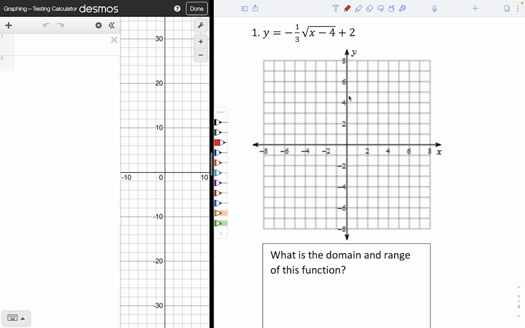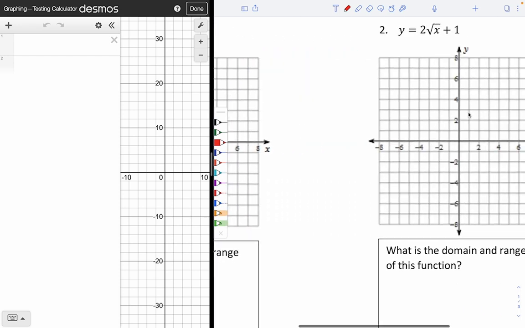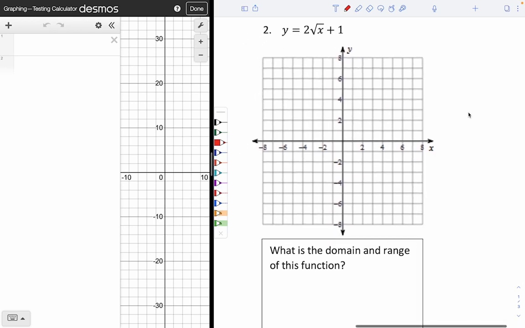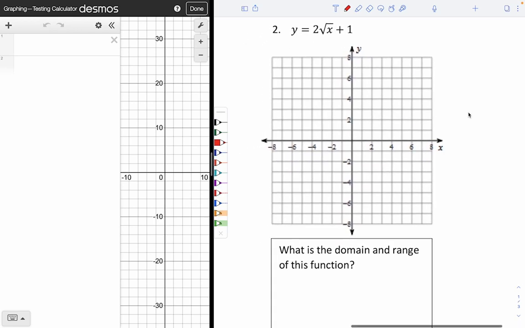So number one, you've got an equation and it wants us to graph it. Actually, let's start with number two. So it wants us to graph this, and it also wants us to find the domain and range. There's a couple different ways to graph these. One is I showed you how to use transformations to make a graph.